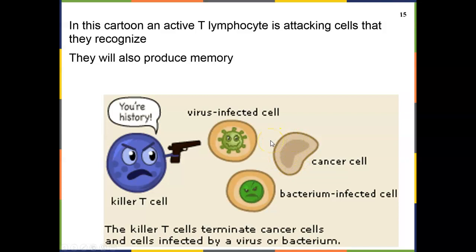Remember, our cells have glycoproteins that are self proteins. Remember those self antigens? You're going to see them on these cells, but these cells will also show non-self, and that's what T cells are going to attack. They are very specific, so they're going to only attack either the virus or the cancer or this bacterium cell, but only a specific one. And they also produce memory when they are activated.